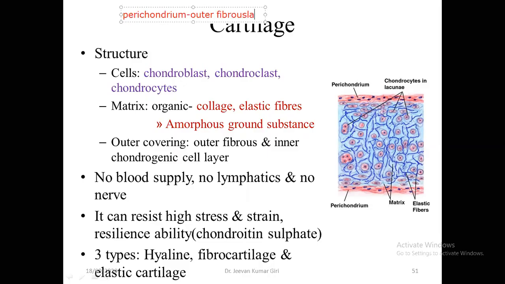fibrous layer and inner cellular, that is the chondrogenic cell layer. So these are the two layers in the perichondrium.